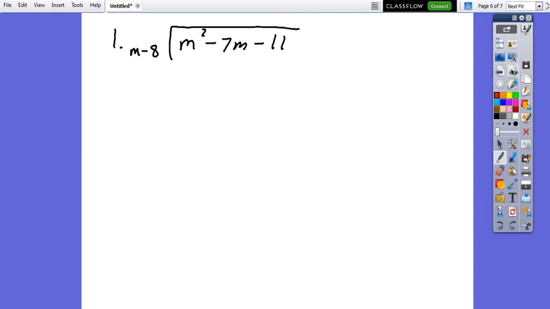So what we're going to do is this. This is number one. We're going to do this by long division. We're going to look at m squared and m and divide those. So what do you get? M. So m goes on top of the second term. And then you multiply. M times m minus 8 is m squared minus 8m. But what do I do with my signs? Change them. So that's going to give me negative 7m plus 8m, which is just m. And bring down your negative 11.